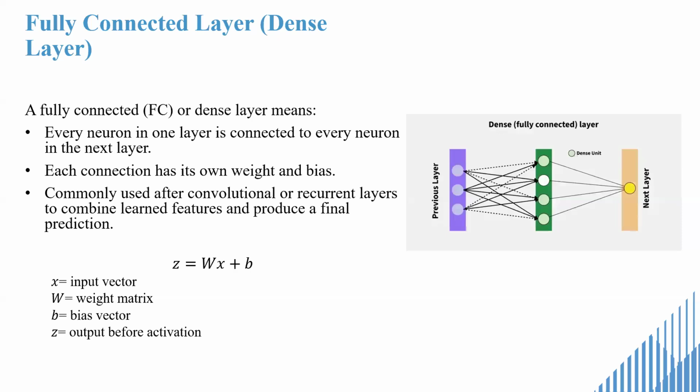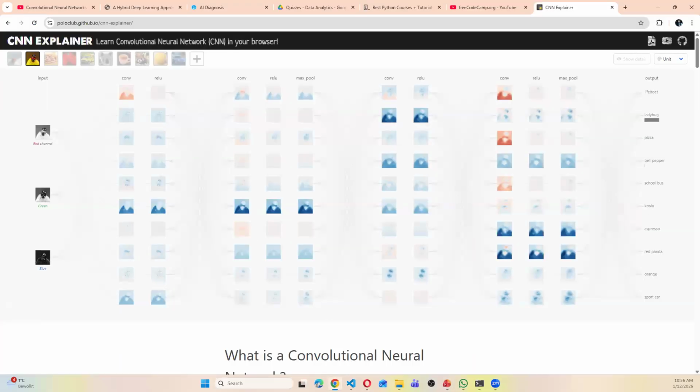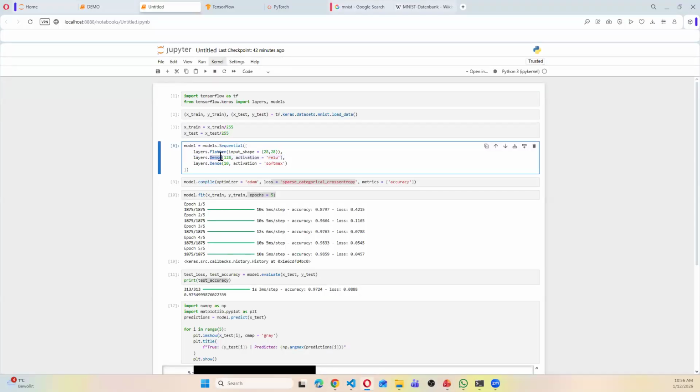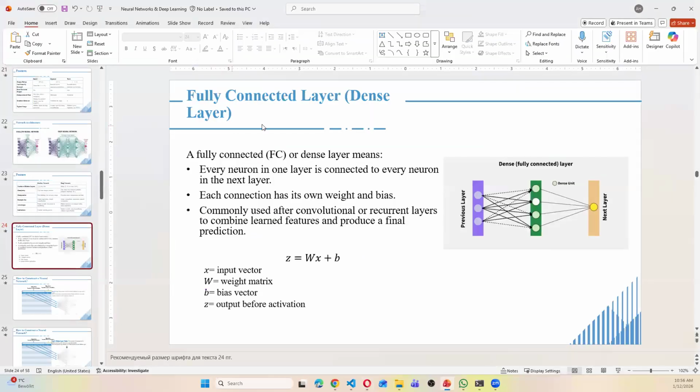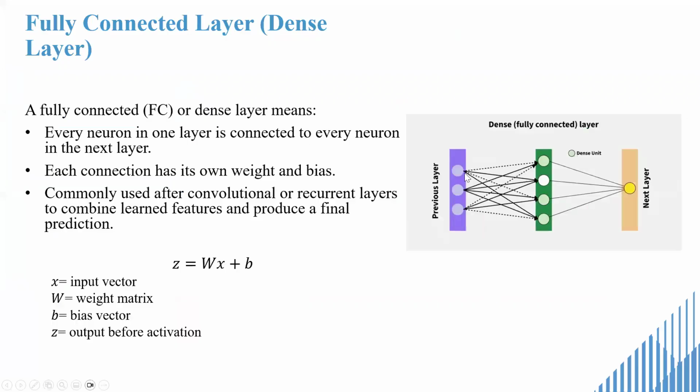A fully connected layer, or dense layer, means, if you remember, we were using the word dense here. So it means fully connected, a hidden layer, dense. You can see here, dense. So what is it? A fully connected or dense layer means every neuron in one layer is connected to every neuron in the next layer. So in here, this neuron is connected here, this is connected here. All of them are interconnected and connected with each other.